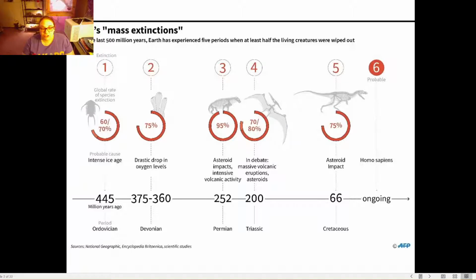The current extinction rate is at least 1,000 times greater than the normal or background extinction rate. And the background extinction rate is supposed to be the average rate of extinction based on the longevity of species throughout time without human interference. And we can determine a lot of that by the fossil record.